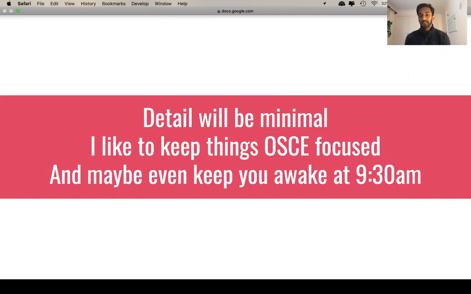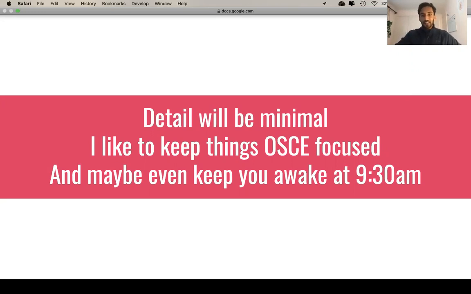Personally, I like to keep things exam and OSCE focused because I think that the OSCEs are a good way to study for your written exams, and a lot of the stuff that you learn in learning OSCEs tends to be quite relevant for your written exams. So this stuff will be pretty useful for your histories, etc., because you can't really do exams over Zoom. And a lot of that will hopefully be applicable to your written exam. And yeah, hopefully it'll keep you awake.